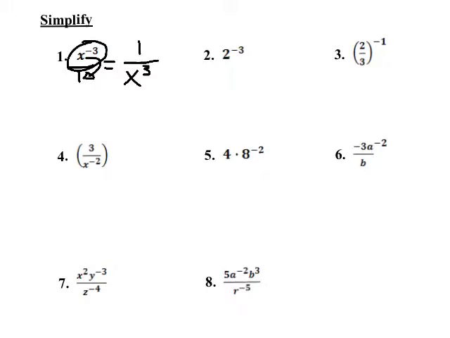Number 2, same basic idea. I can write it as 1 over 2 to the third. And I know what 2 to the third is. It's 8.